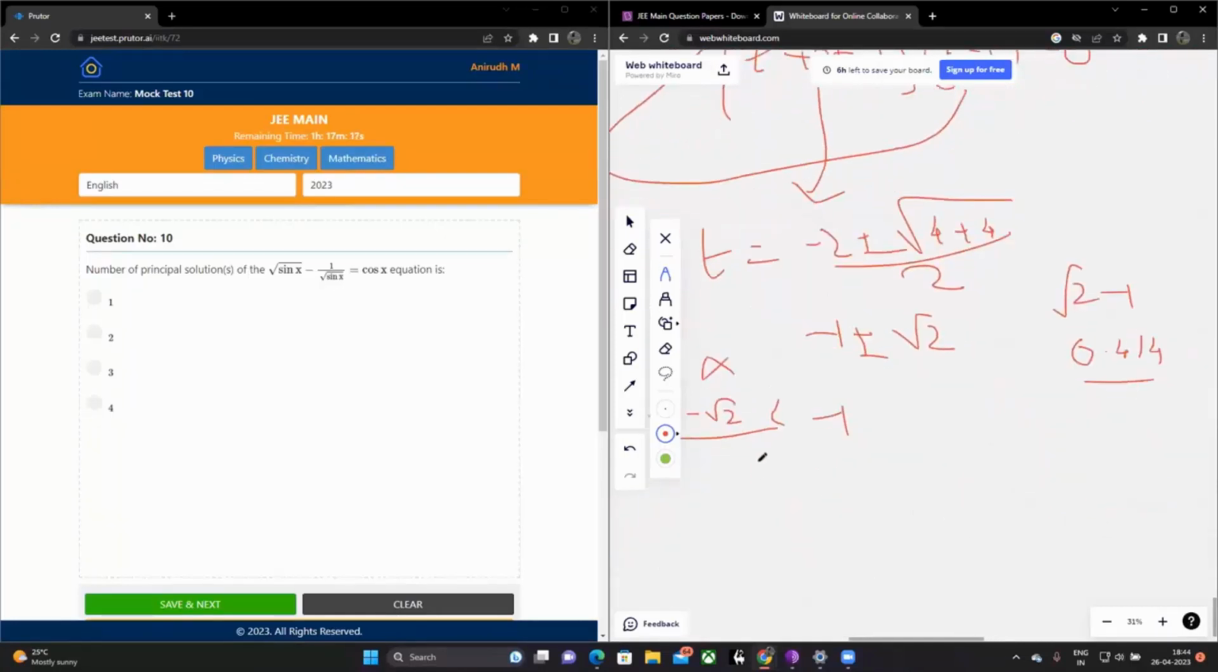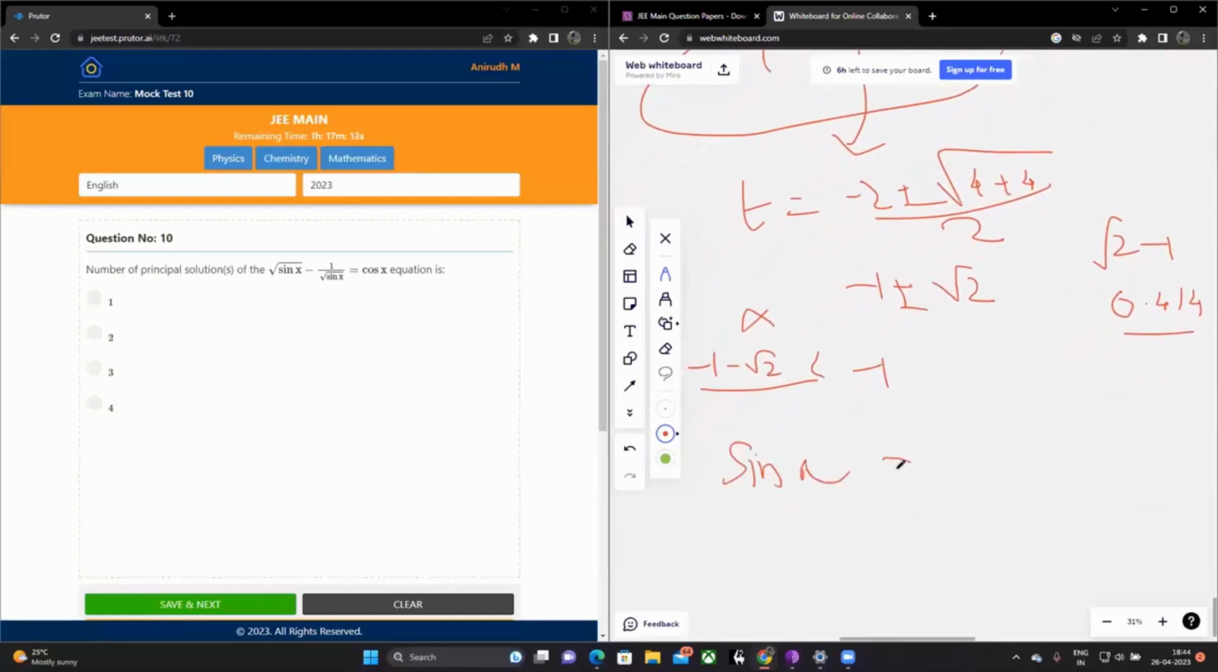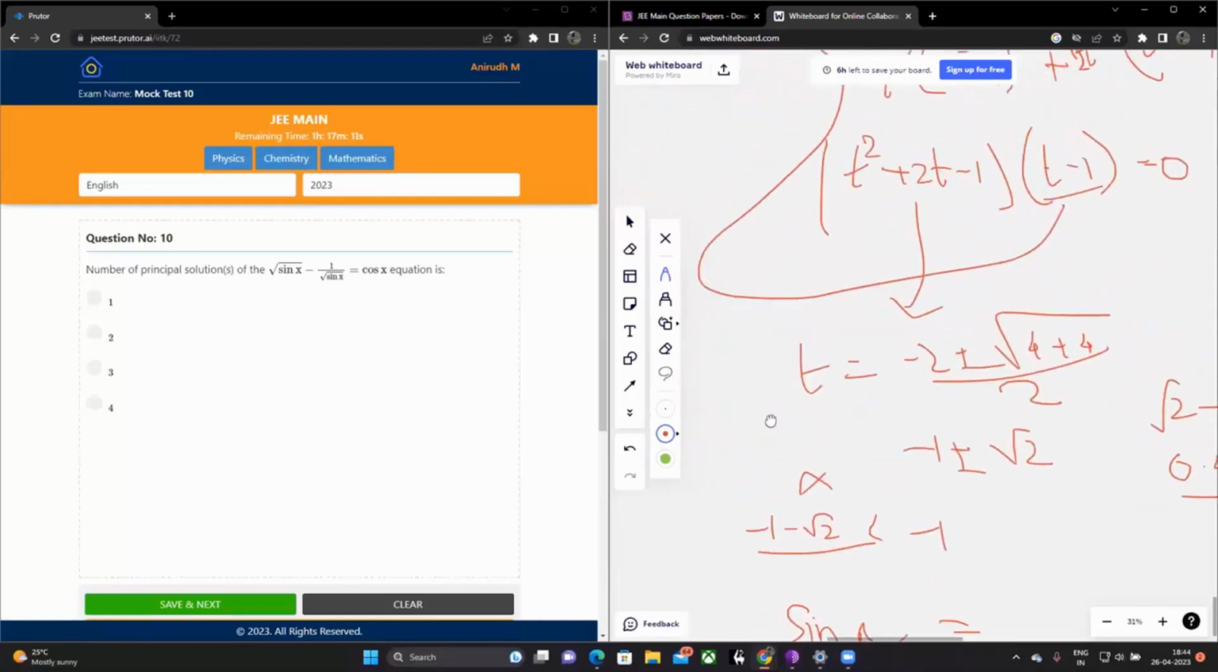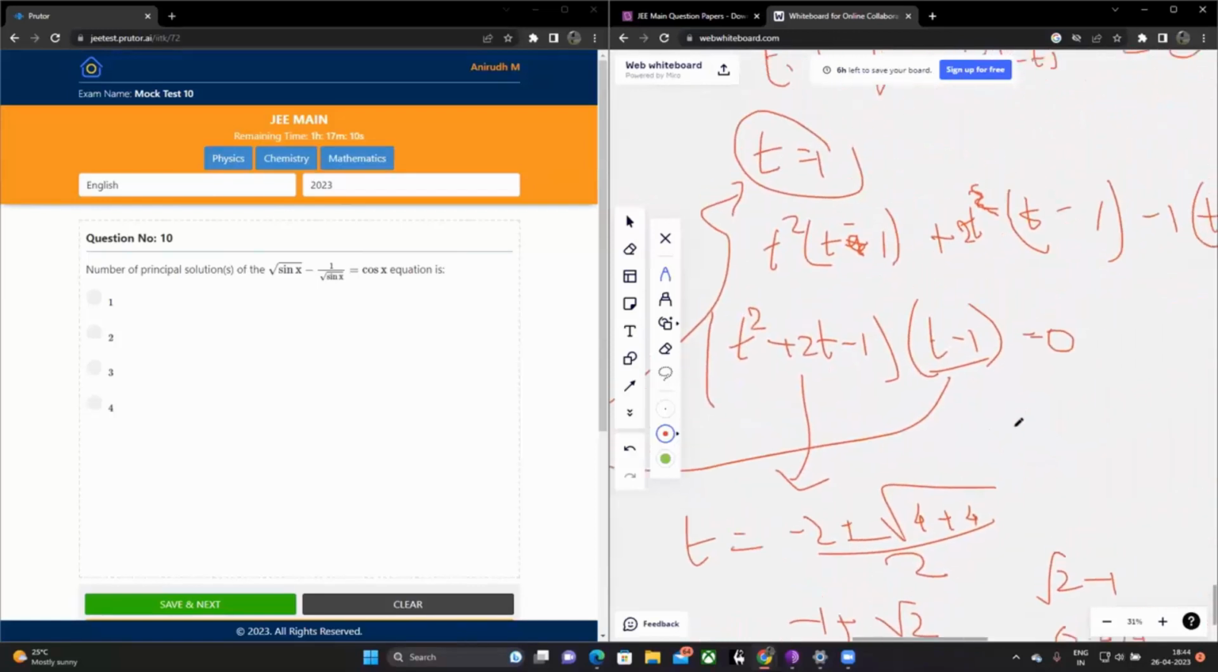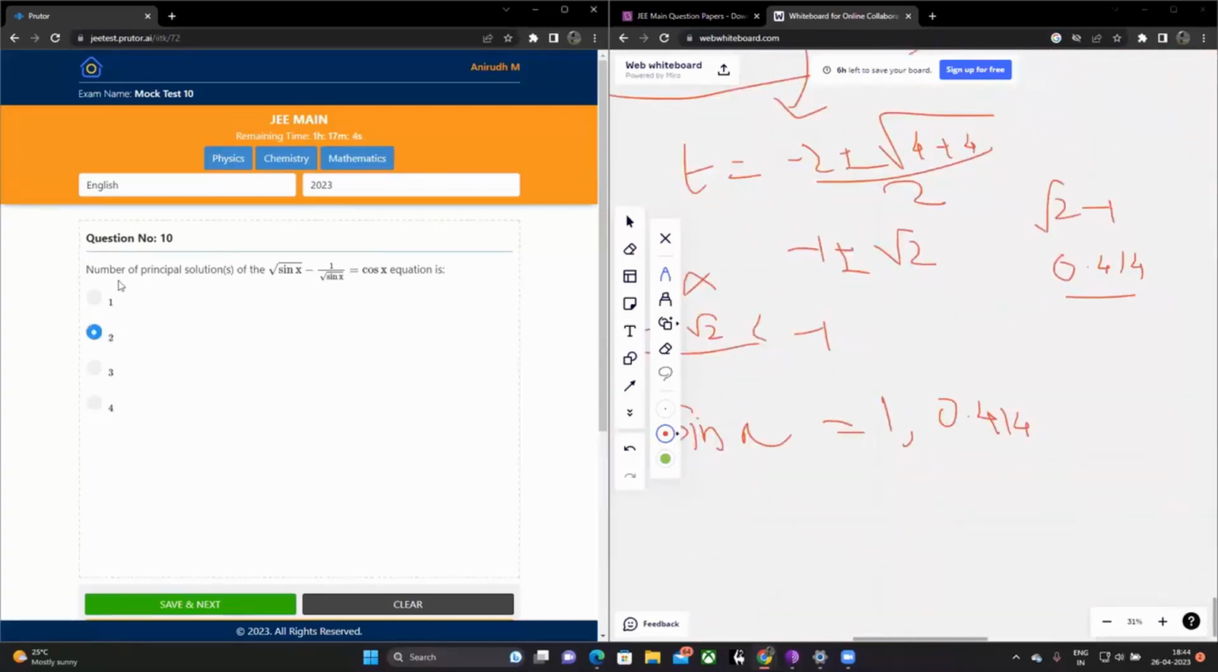So sin x can basically equal 1 or 0.414, right? Which means that there are two principal solutions of this equation.